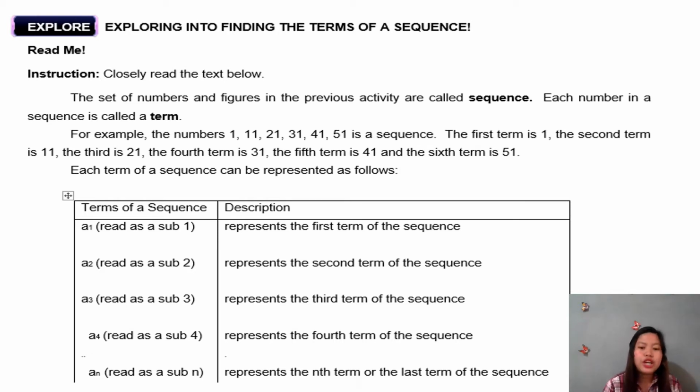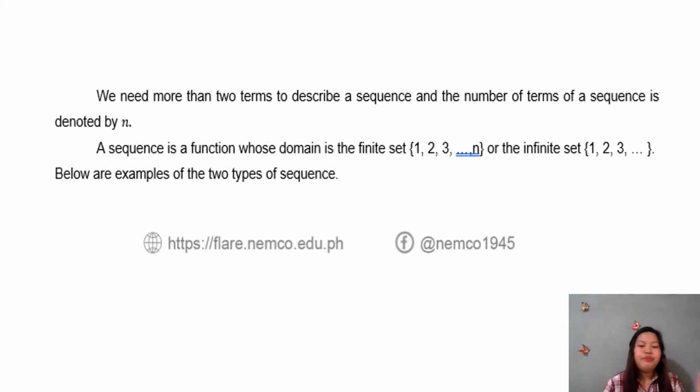The A sub 3 is the third term of the sequence. The A sub 4 is the fourth term of the sequence. And A sub n represents the nth term or the last term of the sequence. Again, we have to be reminded of those denotations that we made. Denoted by A sub 1, first term, A sub n as the nth term or the last term of the sequence. Now, we need more than two terms to describe a sequence. And the number of terms of a sequence is denoted by n.